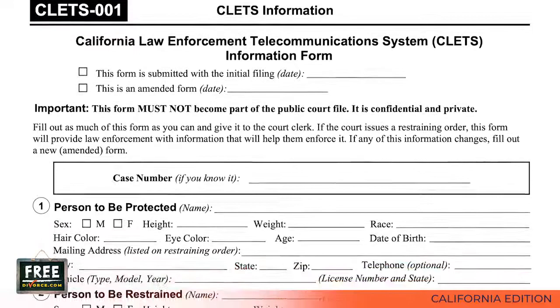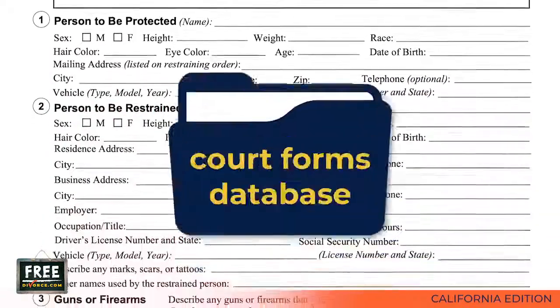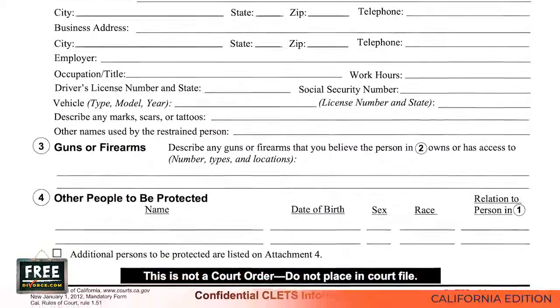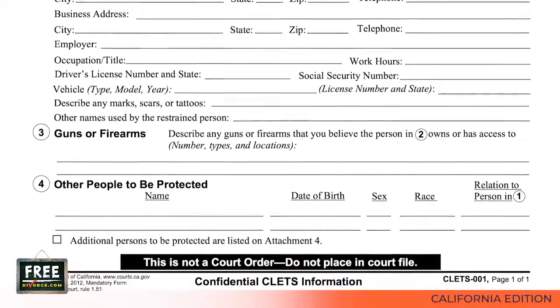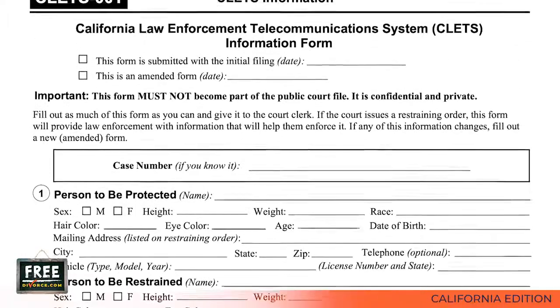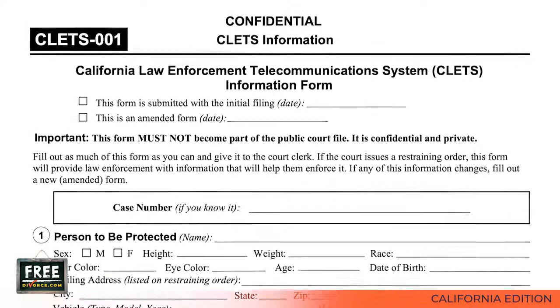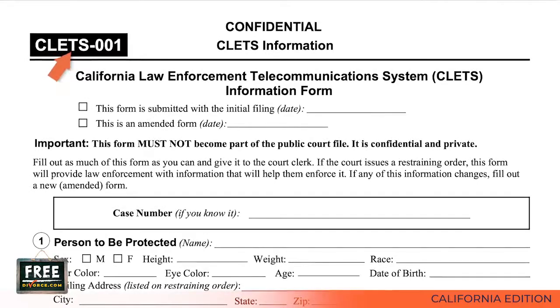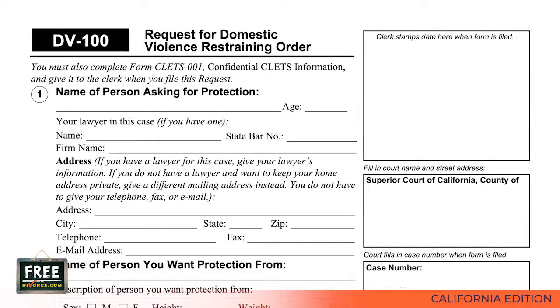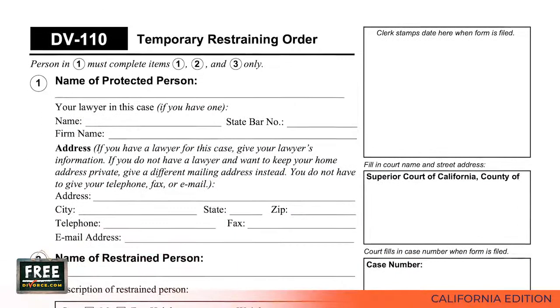You can find the CLETS-001 form in our court forms database. Pull up the form from our database and fill in as much of the information as you can. Although this form is a domestic violence form, it does not start with the letters DV. It starts with the letters CLETS. In addition to filling out the DV-100 and the CLETS-001 forms, you'll also need to fill out the DV-110 form.